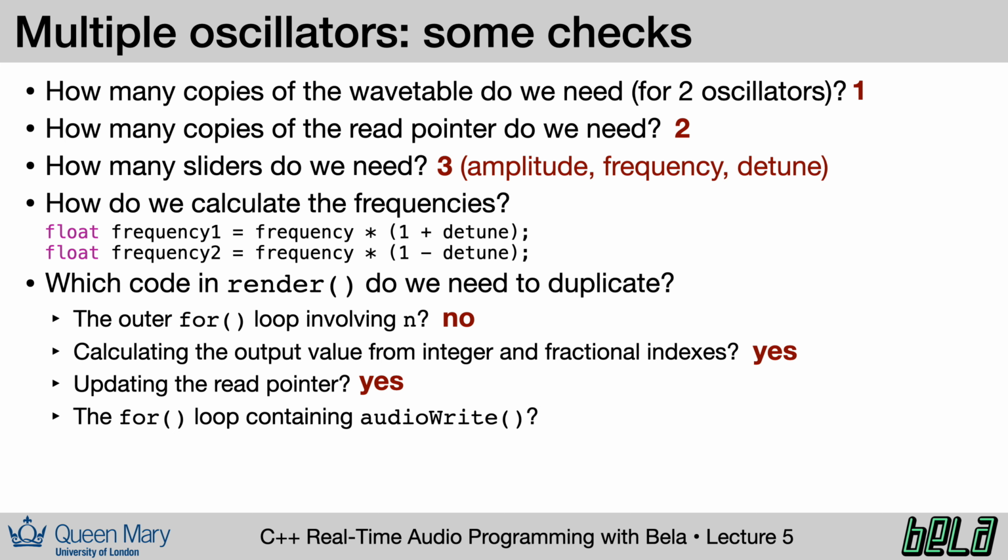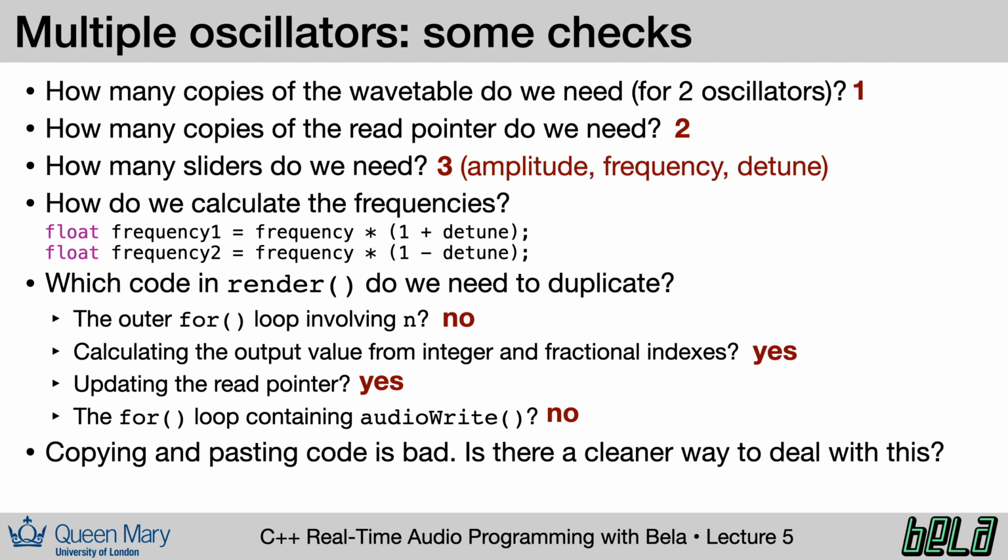And how about the for loop, which actually wrote the output to both of the audio channels? In this case, the answer was no. Our first attempt at making two oscillators involved copying and pasting a big block of code.